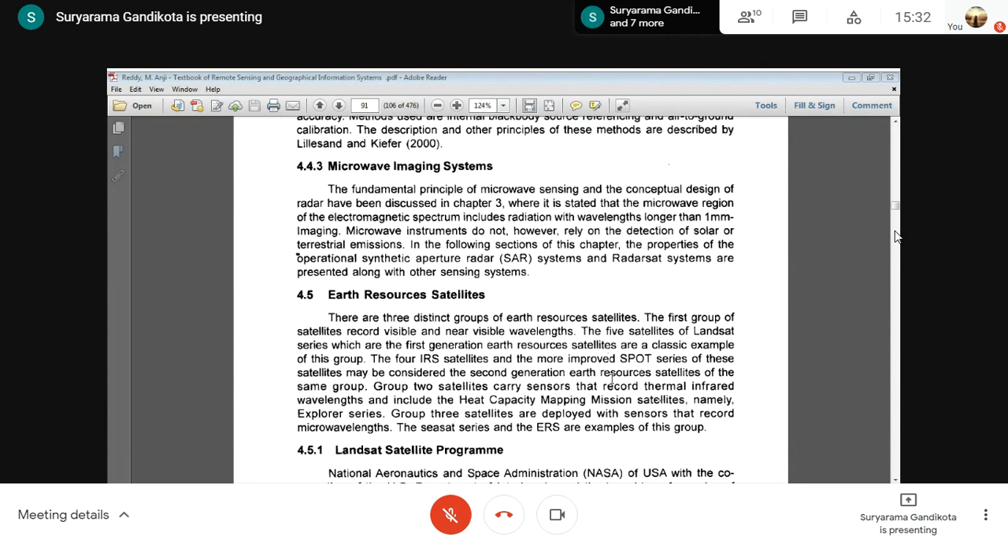Group 2 satellites carry sensors that record thermal infrared wavelengths and include the Heat Capacity Mapping Mission satellites like the Nimbus series. Group 3 satellites are deployed with sensors that record microwave wavelengths. The SEASAT series and the ERS are examples of this third group.